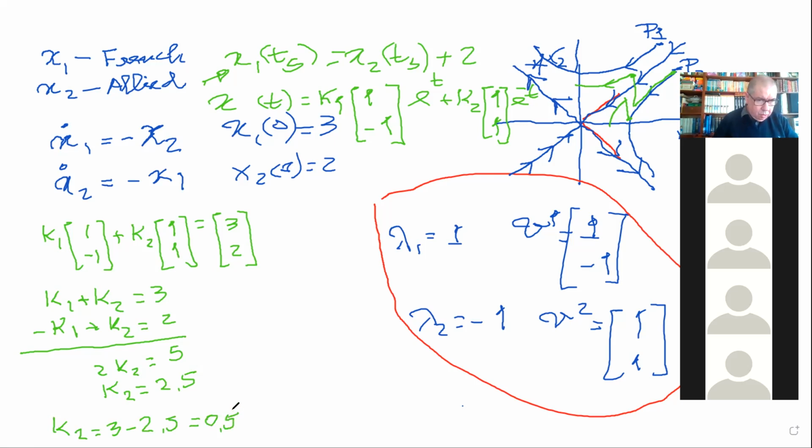Okay, so K1 is 0.5 and K2 is 2.5. Now, TS, the maximum switching point.